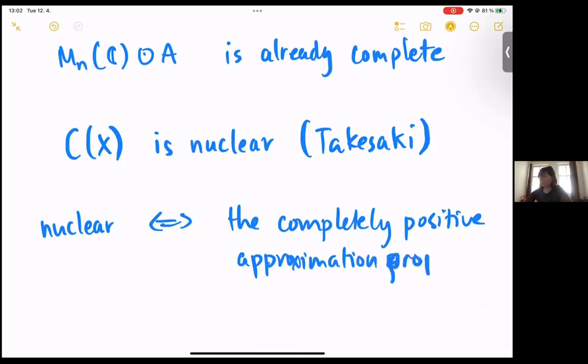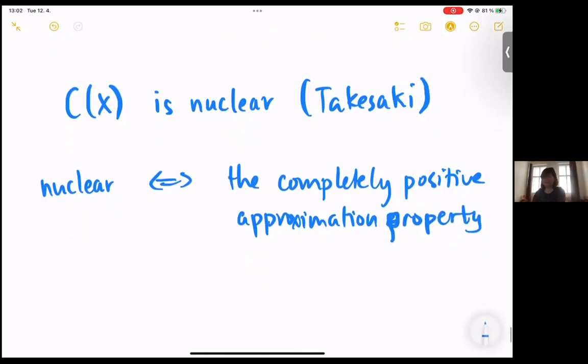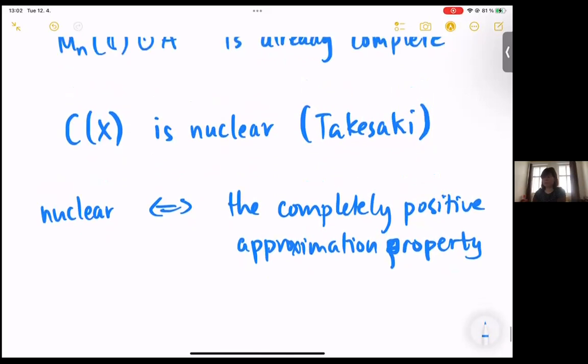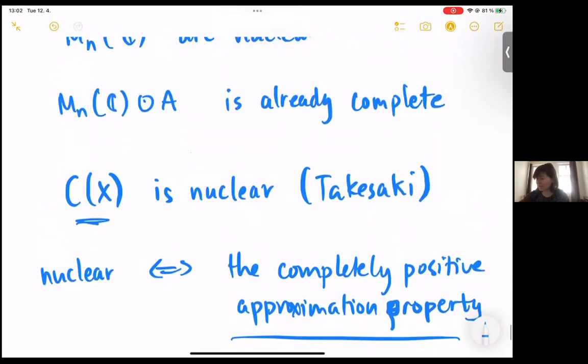This basically means that you have good finite dimensional approximations of your C-star algebra. And in this picture, it's actually not too difficult to show that C of X has the completely positive approximation property. It's difficult to show that C of X is nuclear, but these turn out to be the same. Of course, the fact that they're the same is, again, not an easy result. But yes, there are many examples of nuclear C-star algebras.